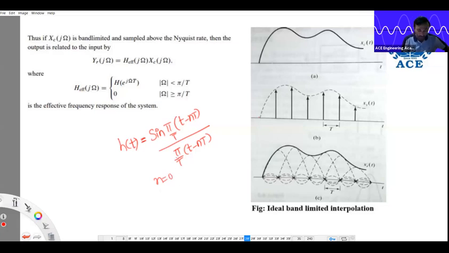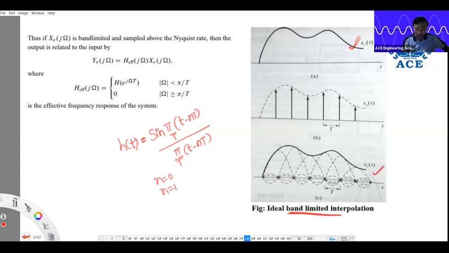If you take n equals 1, what will happen? Sine of pi into t minus T, that is the second sinc pulse. Sine of pi into t minus 2T, third sinc pulse. After picking all the peak amplitude levels, we are in a position to recover our original signal as it is. This is called ideal band limited interpolation.